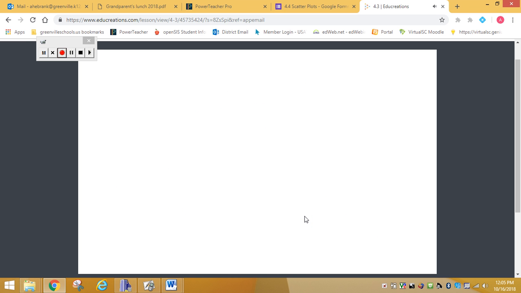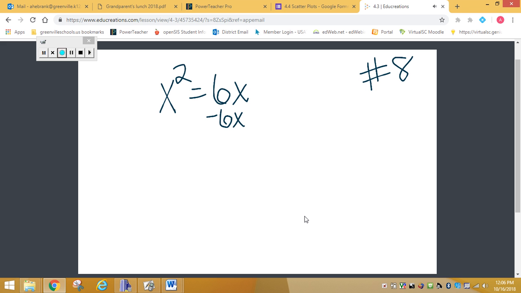Next up, x squared equals 6x. This is going to be like number 8 on your worksheet. So if you get stuck on number 8, this is where you should come look. First thing I'm going to do is get everything on the left side. So I'm going to move this 6x over here to the left. So those cancel. And I have x squared minus 6x. You can't combine them because that first one's a squared and the second one's not, equals 0.